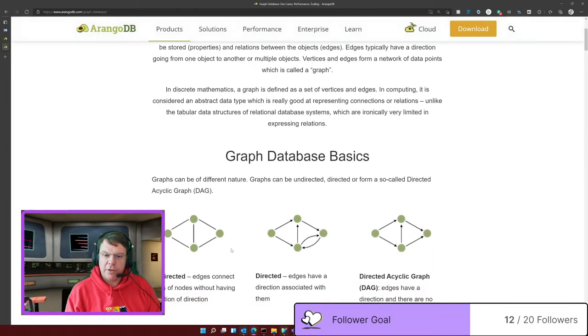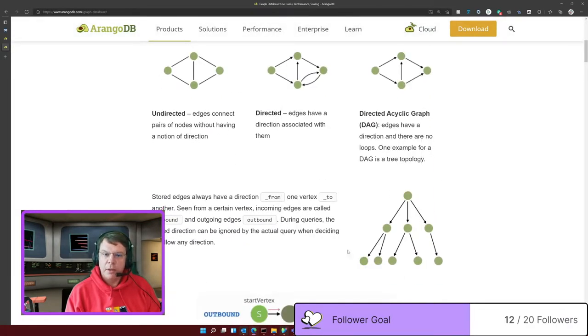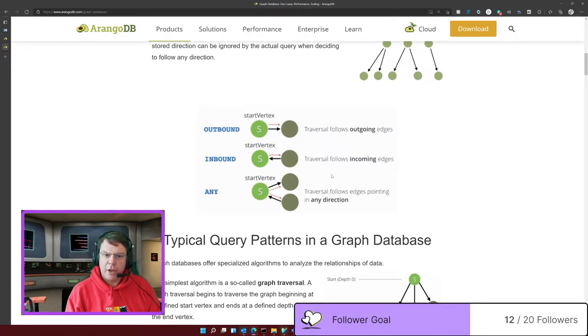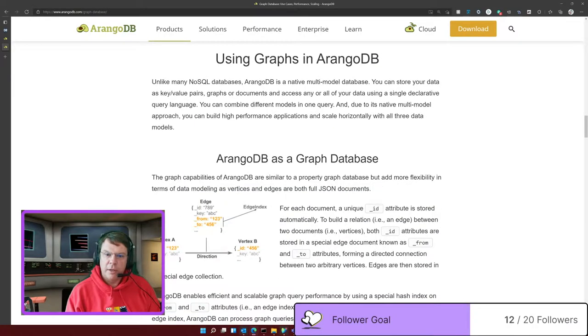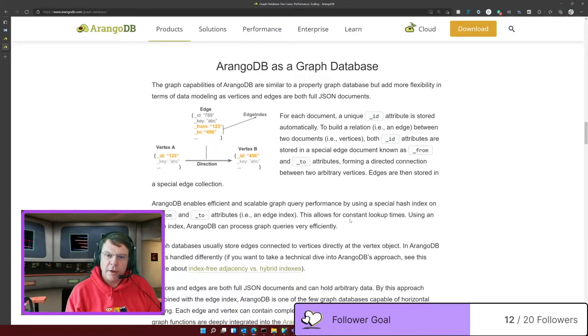There's something on what a graph database is, basics. Yep, I know all of that. Are they telling me anything interesting about how their graph database is better? Let's see. Similar property, but more flexible because they're full of JSON documents, I guess.